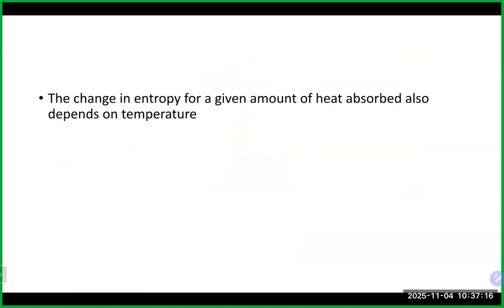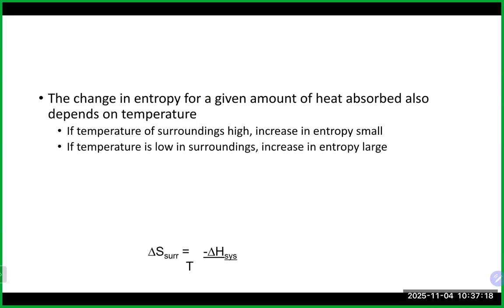So when we talk about surroundings, the change in the entropy for a given amount of heat absorbed depends on the temperature. Again, as I mentioned before, if the temperature is relatively high, that added energy from an exothermic reaction probably won't make all that much difference. Or if the temperature of the surroundings is low, you are going to see a bigger difference.